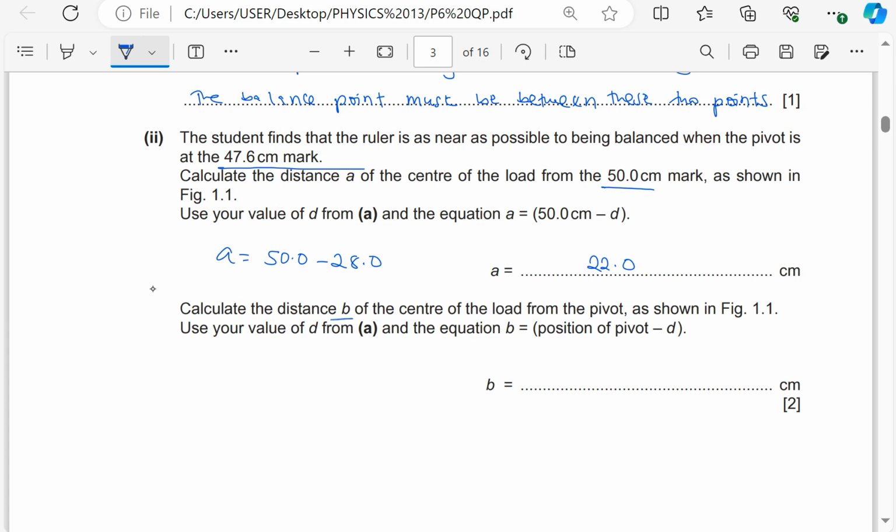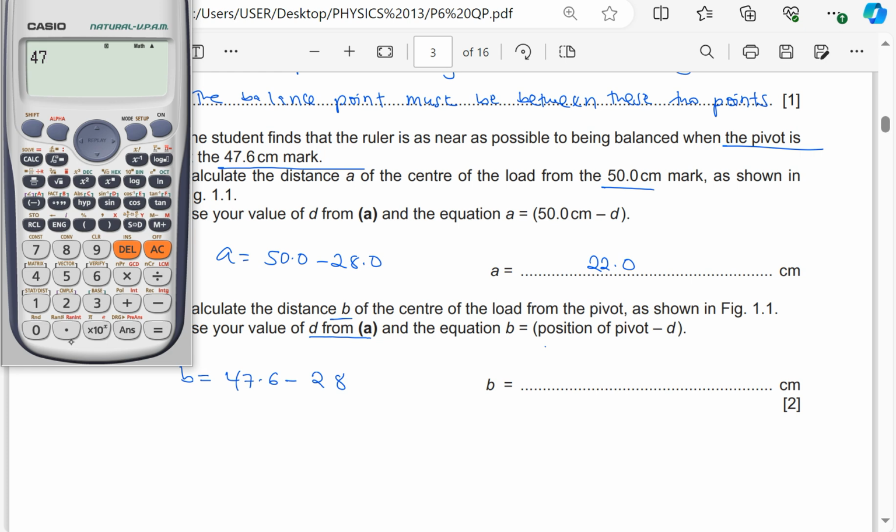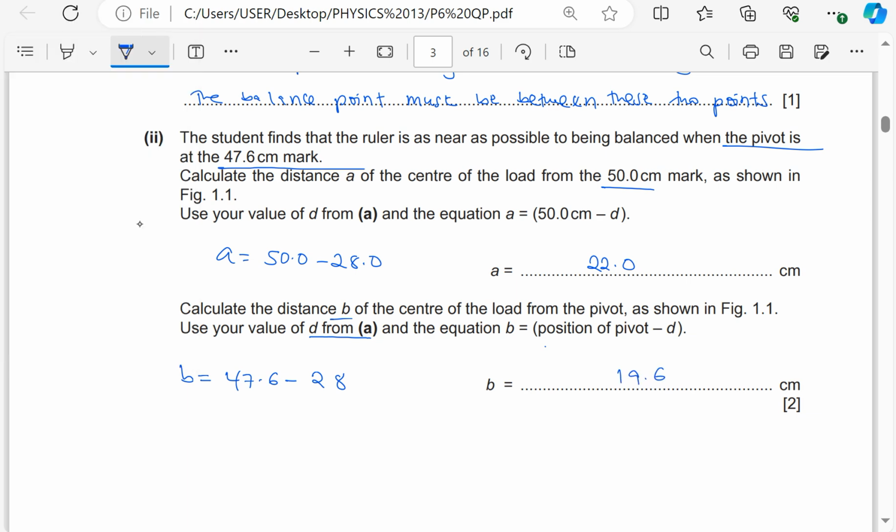Then calculate the distance B of the center of the load from the pivot as shown in figure 1.1. Use your value of d and the equation B equals the position of the pivot minus d. The position of the pivot was the 47.6 centimeter mark, so 47.6 minus 28 is 19.6. So B is 19.6 centimeters.